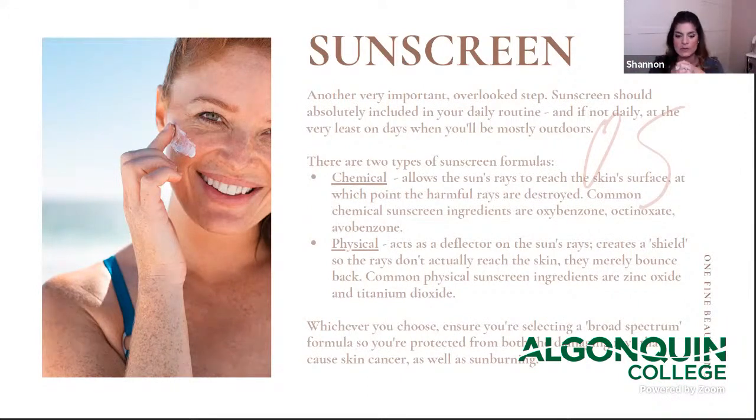And then physical sunscreens. These sit more on the skin surface and the sun's rays cannot penetrate through them. They kind of bounce right back. Common physical sunscreen ingredients are zinc oxide and titanium dioxide. When I think of physical sunscreens, I always think of surfers or skiers that have the white zinc on their nose. So whichever you choose, make sure you're selecting broad spectrum so that you're protected from damaging rays that cause skin cancer, premature aging, and sunburn.